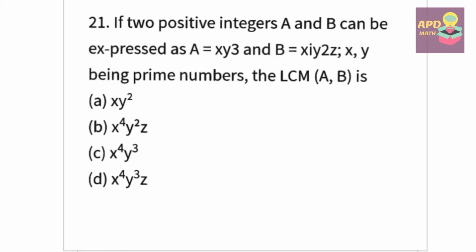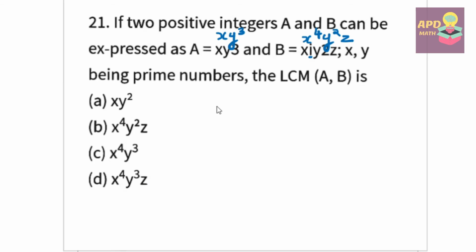Now the next question is the 21st question. If two positive integers a and b can be expressed as a is equal to xy cube and b is equal to x raised to the power 4 y square z, x and y being prime numbers, the LCM of a and b is, four options: xy square, x raised to the power 4 y square z, x raised to the power 4 y cube, x raised to the power y cube z, right?